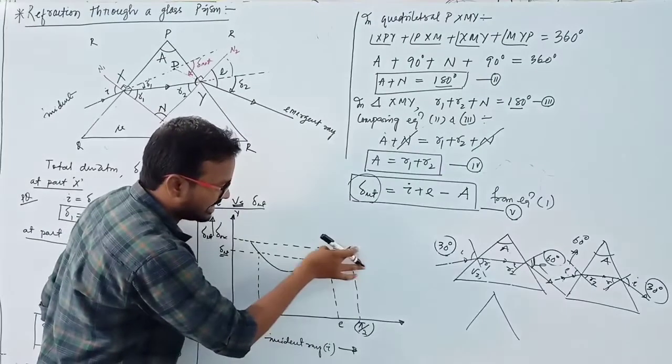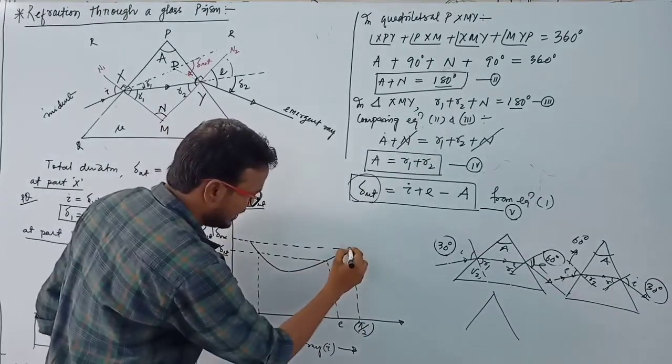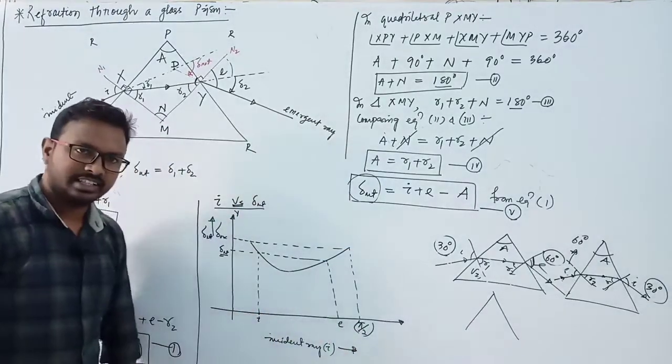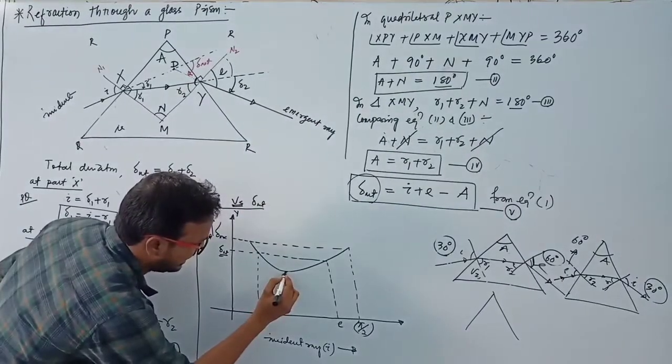So this graph does not go to infinity; the graph ends here at incident angle pi by 2. Again, there is another particular angle, suppose this angle or this is the deviation.